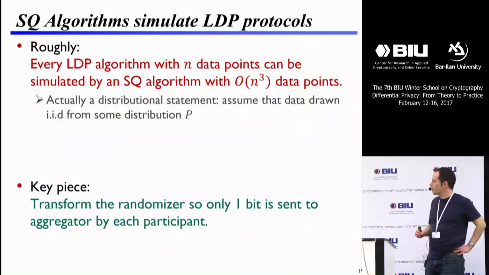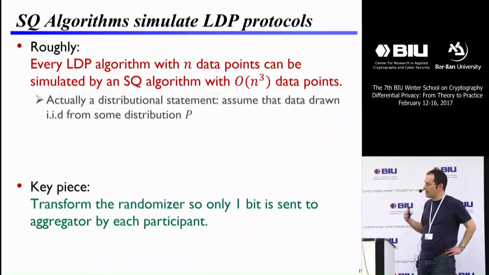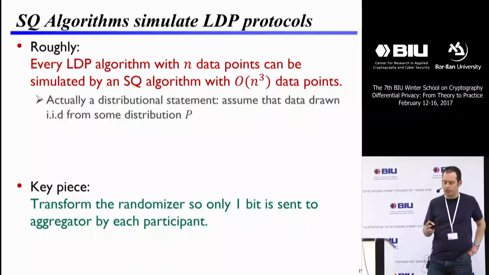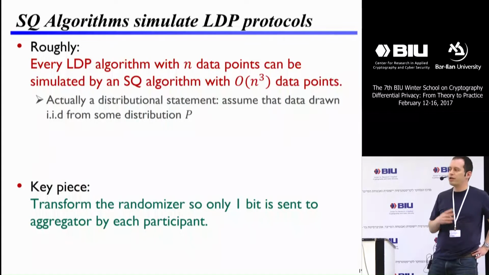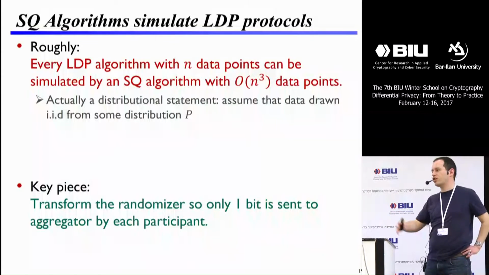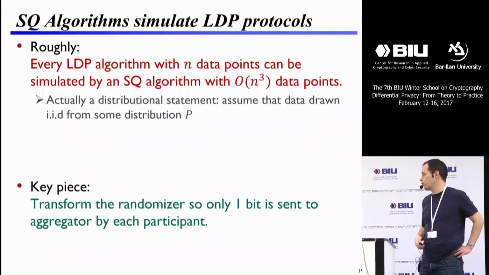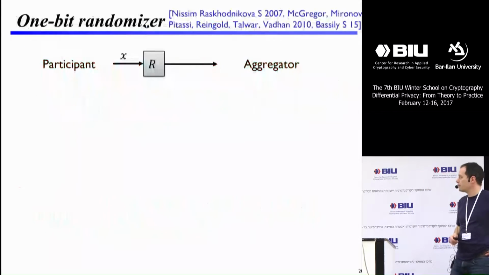And the key piece of this theorem is that we're going to take a locally differentially private randomizer, and we're going to transform it to have some simpler form. And post-transformation, it'll be more obvious how we could try to simulate queries to this local randomizer via statistical queries. Okay, so here's the basic idea.